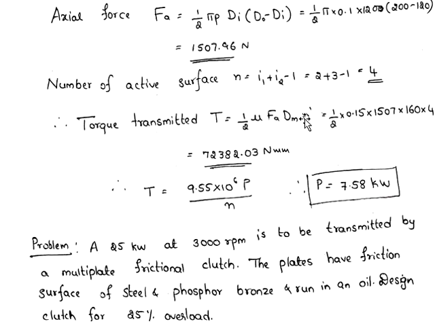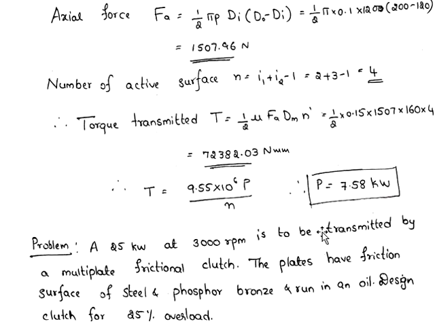So substitute N dash as 4. Dm from the previous step, you will get 160 mm. Fa is known, it is 1507. Mu is given in the question. Substitute all the values, you will get the torque value. After getting the torque value, substitute in the power equation, you will get the final power output as 7.58 kilowatt.